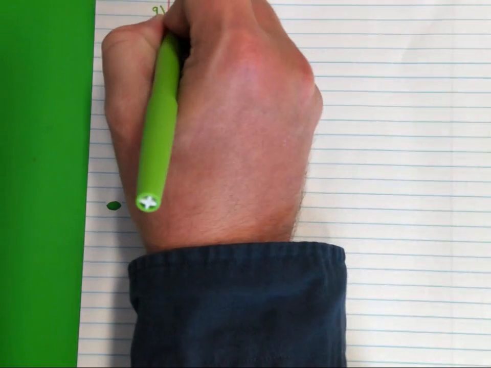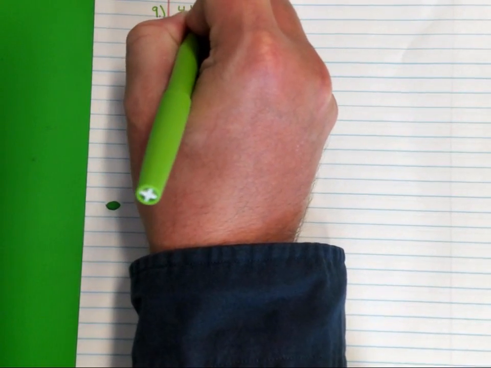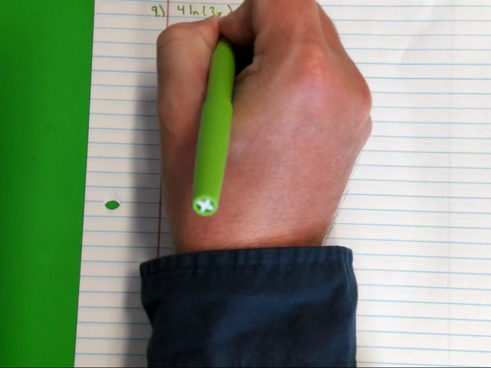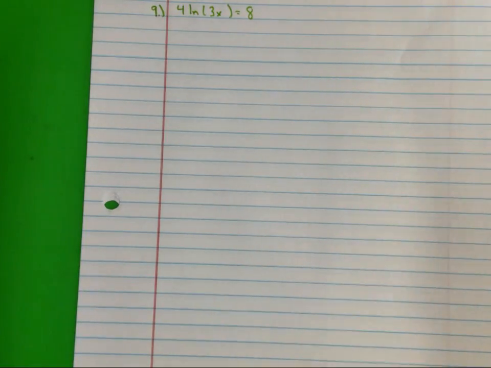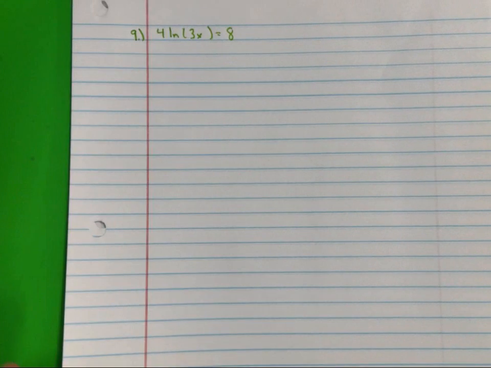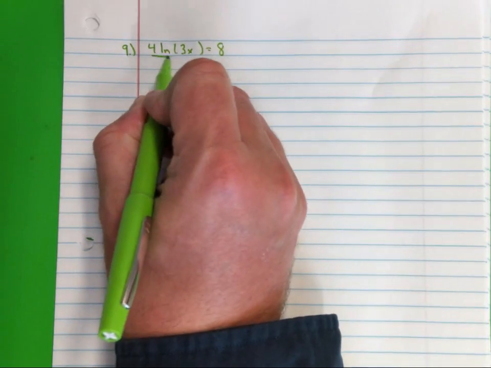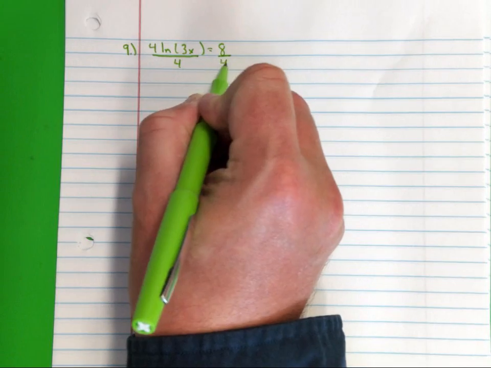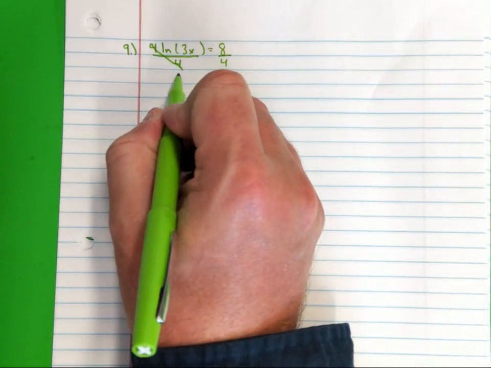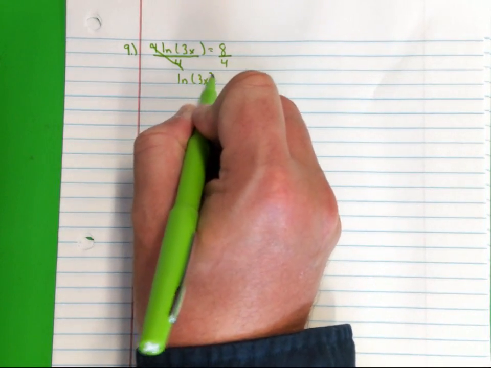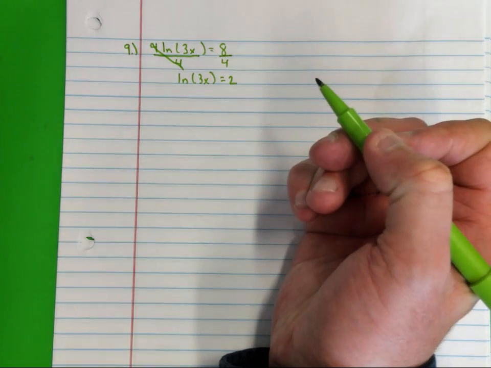Number 9, 4 natural log of 3x equals 8. Take a look at this equation. You can notice that this is a logarithmic equation. First thing you ask yourself, how many logs do we have in there? We have one type, and that's natural log. So we need to isolate it. So we're going to divide both sides by 4. Natural log of 3x equals 2.